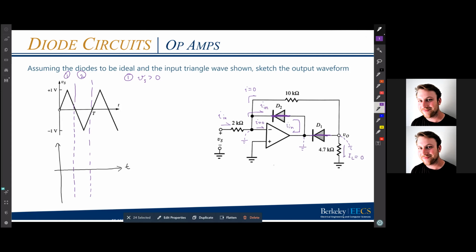And so I'm going to erase this, but just take a look at it and realize that I'm just following the ideal op-amp laws and Ohm's law and KCL. And from this, I can determine that both diodes won't be on at the same time. And so instead, I'm going to make an assumption that D1 is, excuse me, on, and D2 is off.